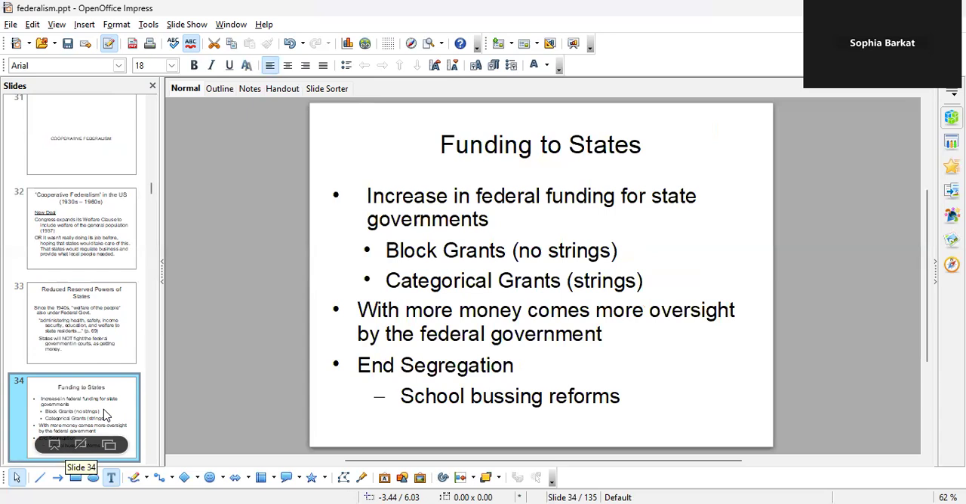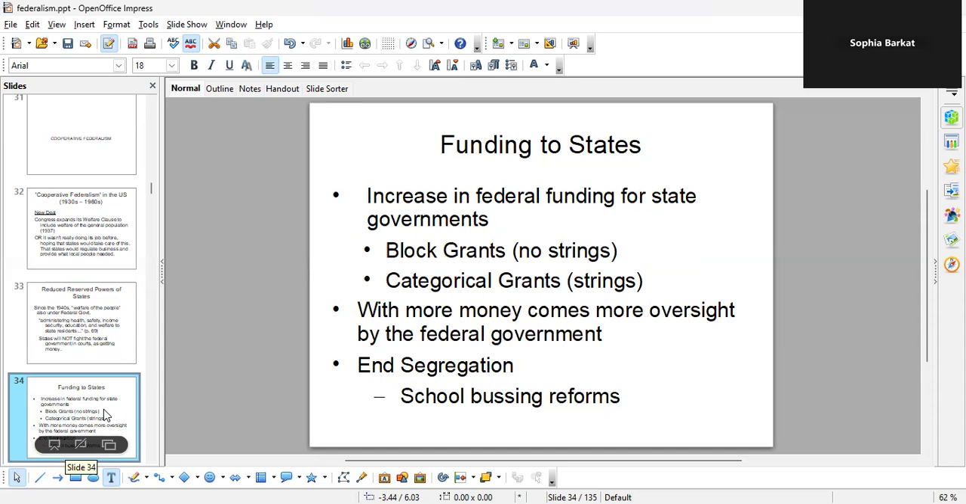So sometimes the federal government wanted to do certain things, and they gave the money and they said, this can only be applied to this category of things. So you can only spend on, say, education. Otherwise, we're taking the money back. You cannot spend it on anything else. With more money came more oversight by the federal government, right?